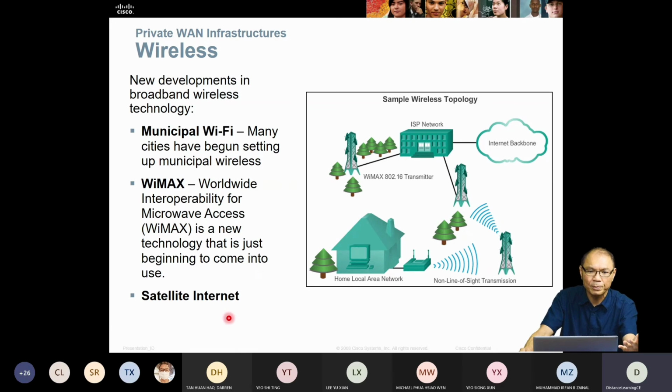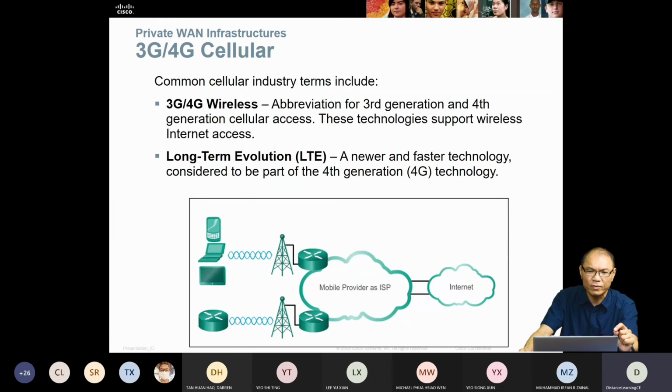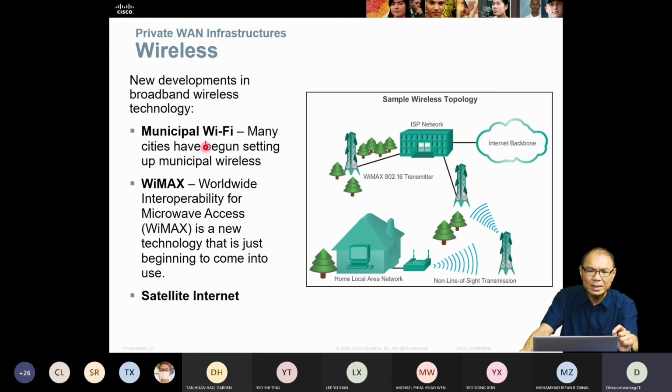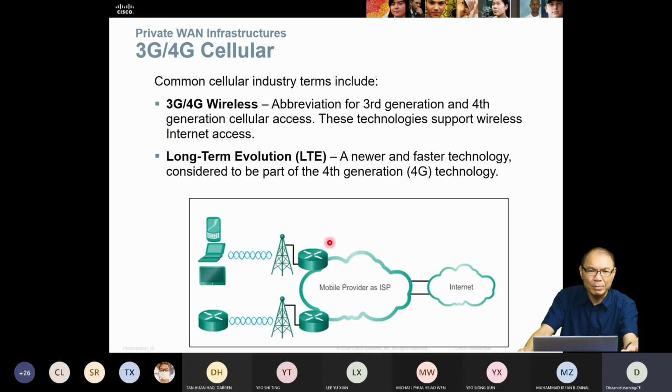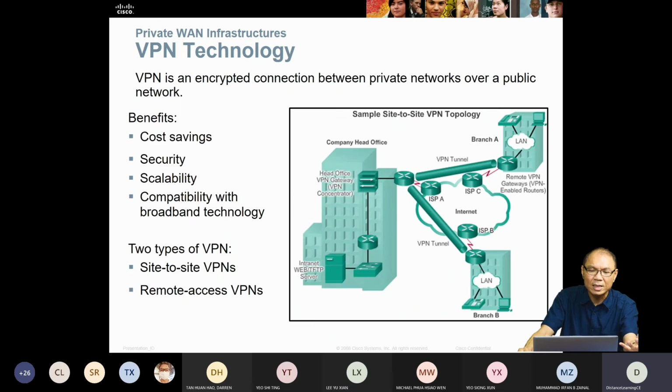Maybe it's not popular. Another one is to use satellite internet. These are all private wide area network infrastructure. So WiMAX and municipal Wi-Fi, although they are private, they can sell the service to people like me, buyers and so on. Other forms, industry standards, you can use your 3G, 4G, and today there's LTE and even 5G networks. These are also cellular wide area network connections. So these are some of the mobile connectivity technologies that you can use. You just need to understand some of the technologies available.